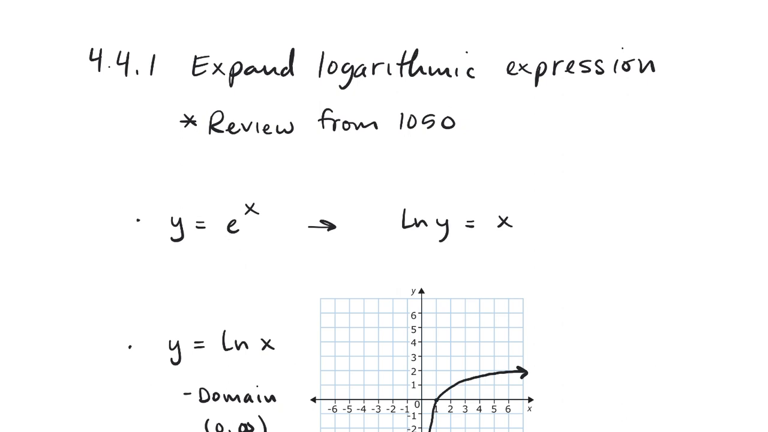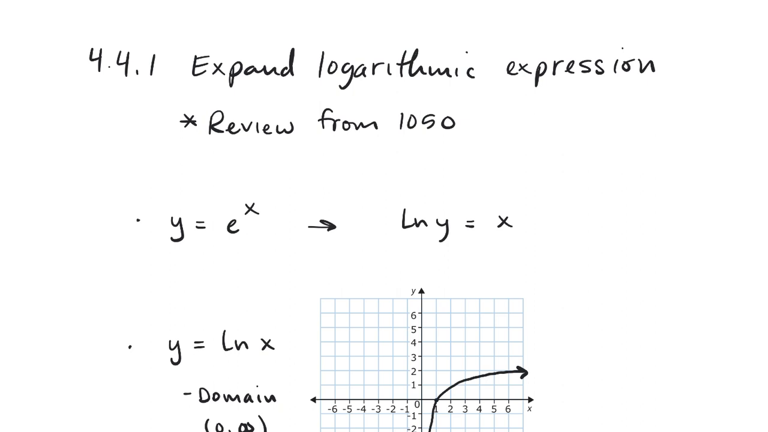What specific logarithm cancels a base e? It's the natural log. So if I use a natural log here and here, then the natural log cancels a base e, leaving natural log of y equals x. Okay? That's going from exponential form to logarithmic form.